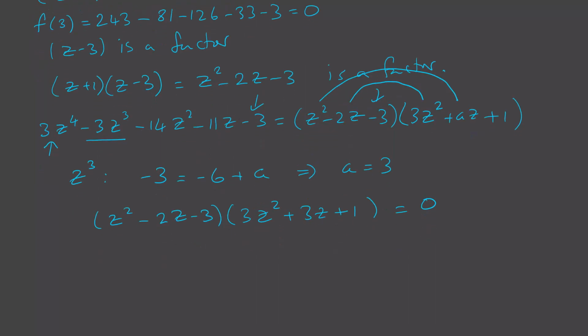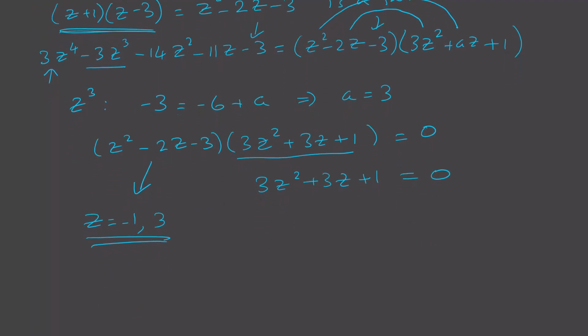Now we know from our earlier work that this is going to lead us to z + 1, z - 3, and therefore it's going to give us the solutions -1 and 3. The other solutions will come from this quadratic. So we have 3z^2 + 3z + 1 = 0.